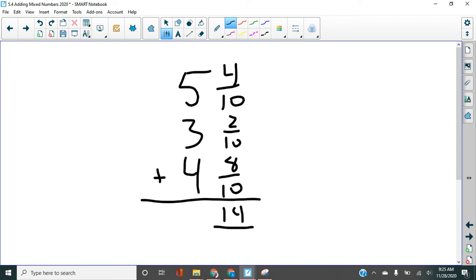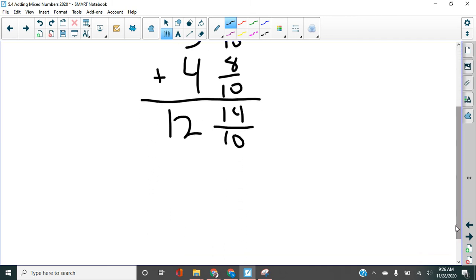And what do I put as the denominator? 10, right? Oh, please don't say 30. If you said 30, you're forgiven. But you need to make sure you don't add the denominators. Keep the denominators the same. All right, now add the whole numbers. And you should have said 12. 5 plus 3 is 8 plus 4 more is 12. Okay, so this is a correct answer.